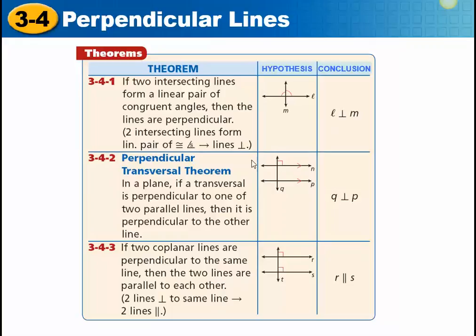Okay, the perpendicular transversal theorem says that if you have a transversal, in this case that's Q, that is perpendicular to one of the two parallel lines, then it's automatically going to be perpendicular to the other one as well. So if you know it's perpendicular to one of the parallel lines, it'll be also perpendicular to the other one. And the last one says that if two coplanar lines are perpendicular to the same transversal, this T, then the two lines must be parallel to each other. So if you're given that both of these R and S are perpendicular to the transversal, then we know that R is parallel to S.